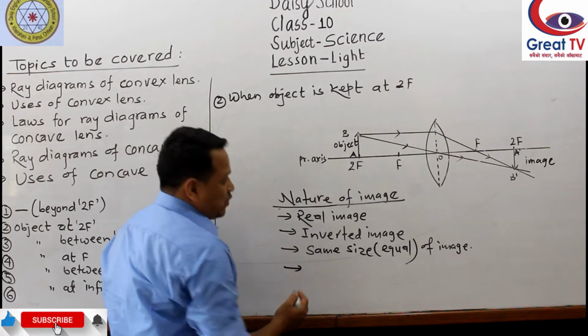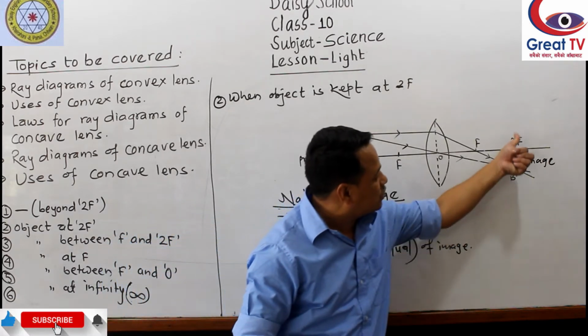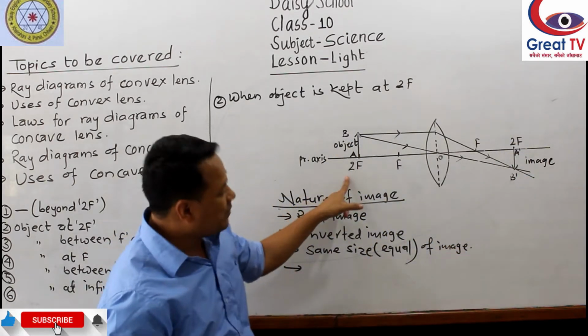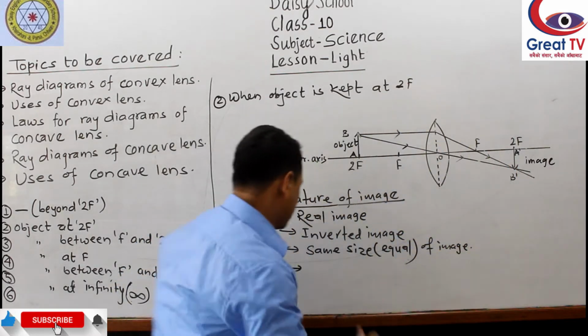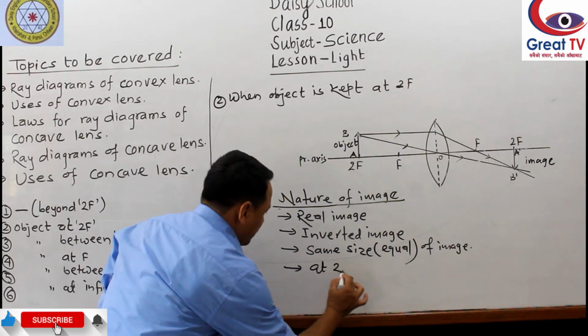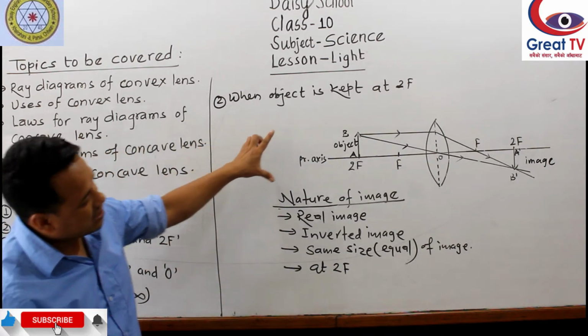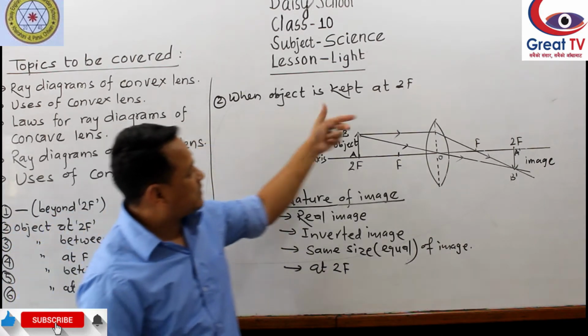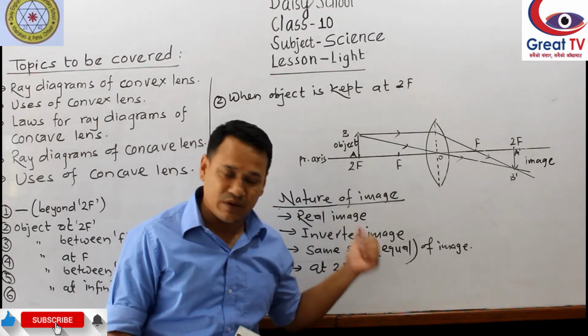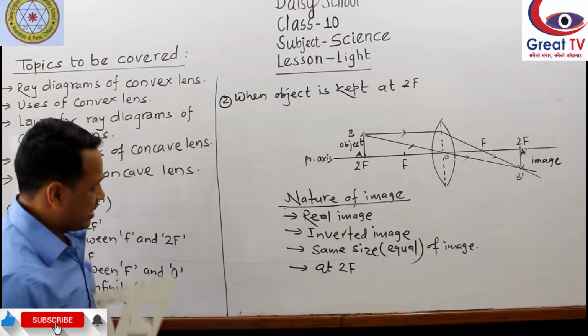Similarly, at what position is it formed? At 2F position. So when the object is at 2F, the image is also formed at 2F. So we have completed one ray diagram, when the object is kept at the 2F position. Similarly, we have to draw the remaining ones.